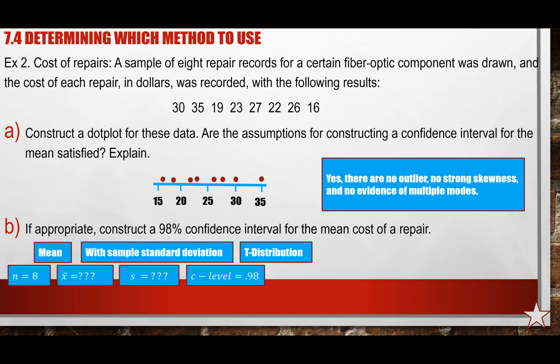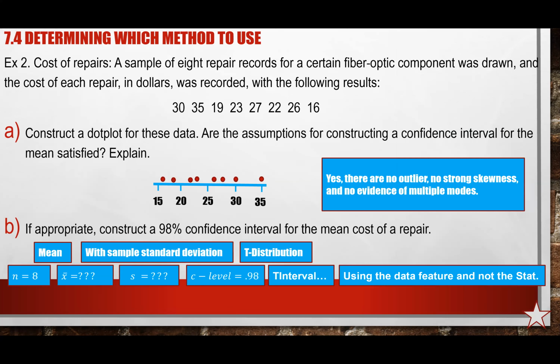And if you use the T distribution, I mentioned right here that in order to use it, you need to have the sample mean and the sample standard deviation. But because it's raw data, we don't have that. So instead of using the stat feature, we're using the data feature in your calculator. That's why I showed you earlier that we're using the data, and your data is in your L1, okay?